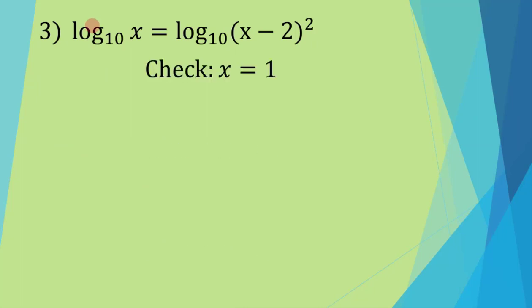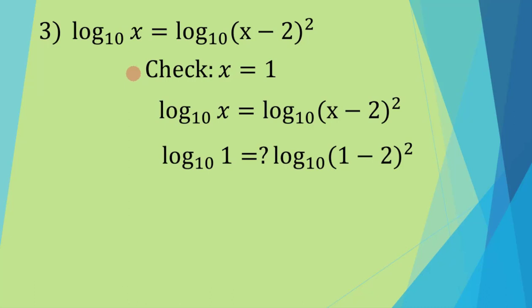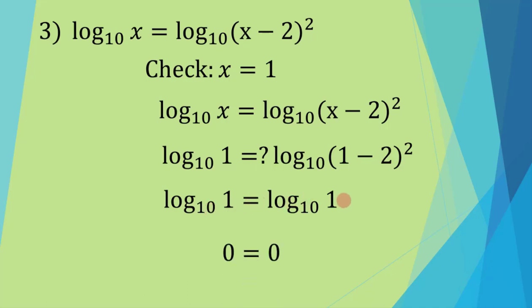Now let's check if x equals 1 is the solution. Log of 1 to the base 10, is it equal to log of 1 minus 2? This becomes negative 1, but we have the square, so it becomes positive. So obviously, log of 1 to the base 10 is equal to itself. Or if you press the calculator, log of 1 is 0 and equals itself.